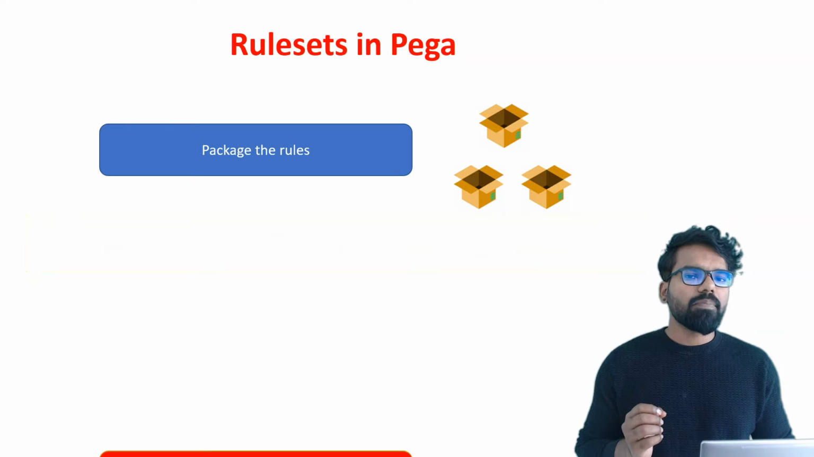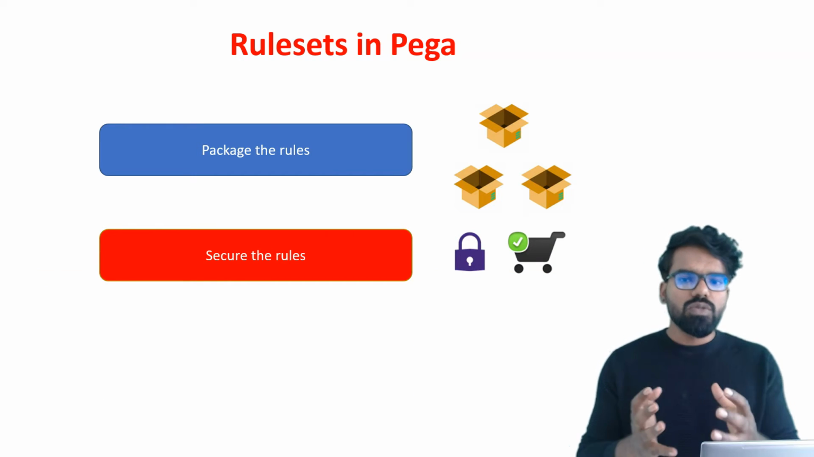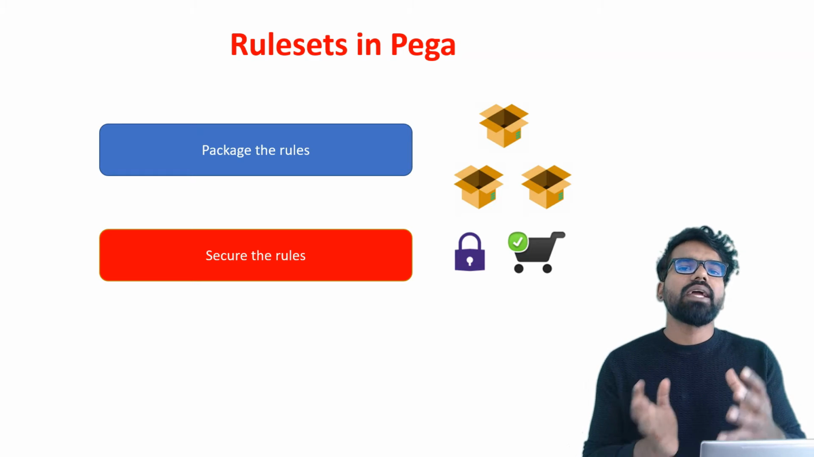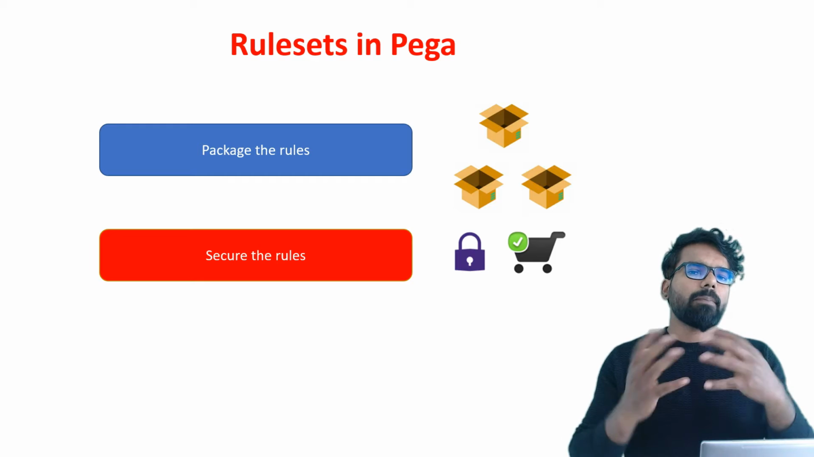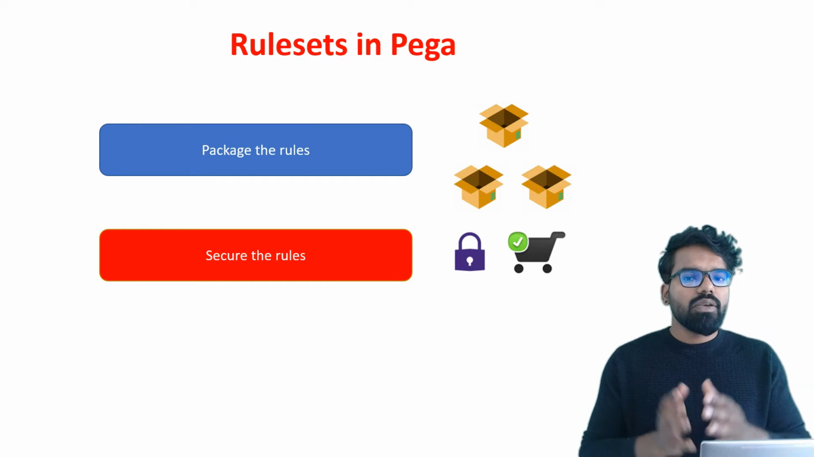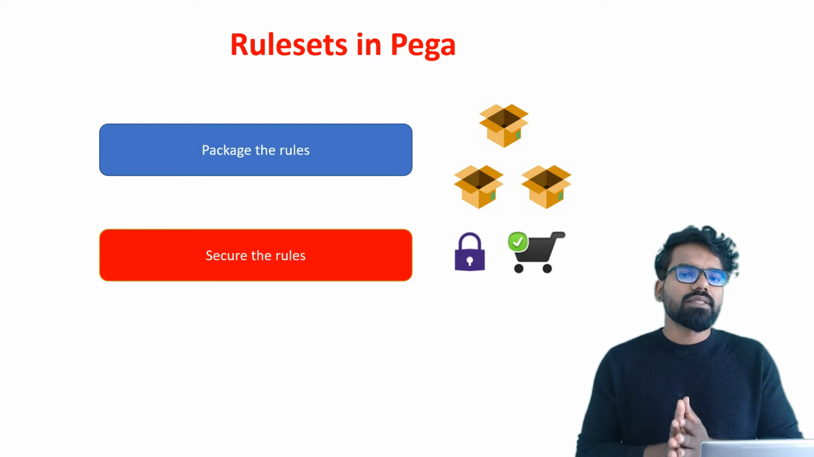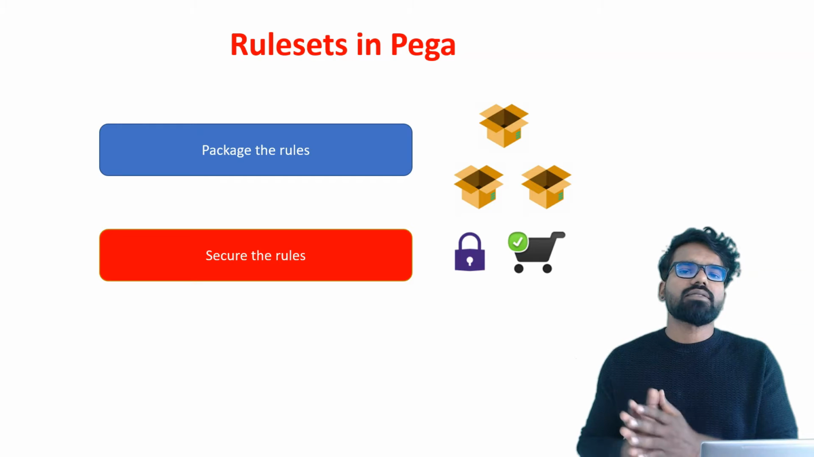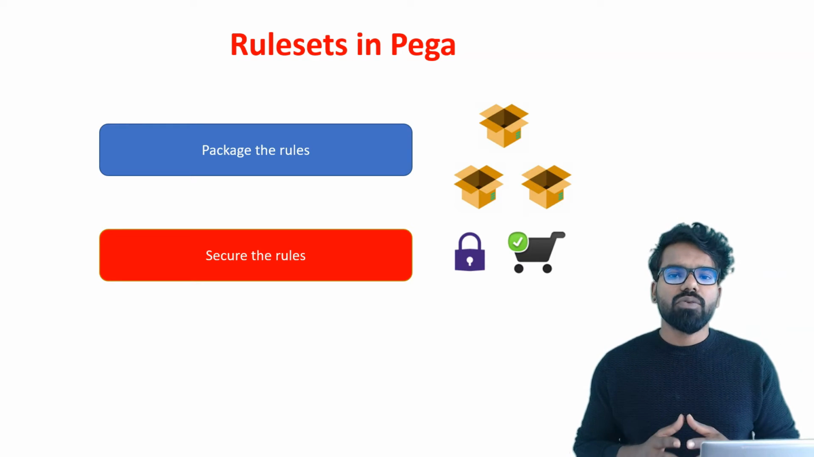The next main purpose is it helps to secure the rules. You can lock a rule set so that no one can update the rule set. So once you develop or complete your changes, you can package the rules into the rule set and then you can lock the rule set. You can also lock each individual version of a rule set. It means you can lock all the lower versions of the rule set and keep the higher version open on which you can continue with your development.